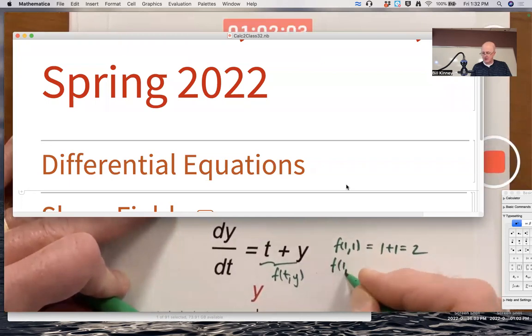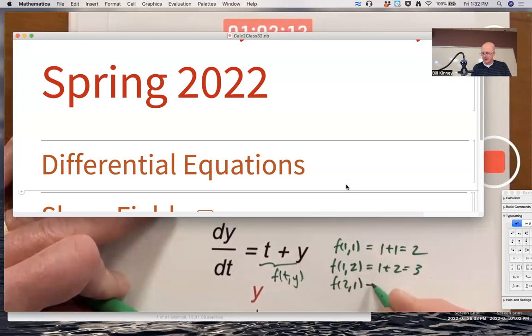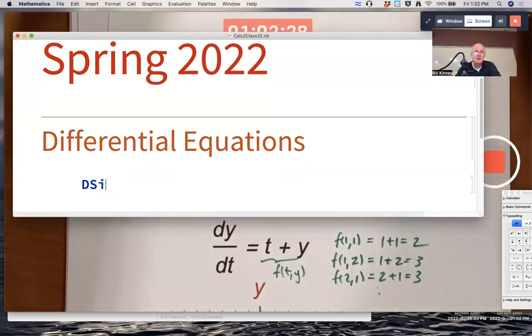At the point 1, 2, that's on the same vertical line, you get something different. 1 plus 2 is 3. At the point 2, 1, that's on the same horizontal line as the original point, you get something different. 2 plus 1 is 3, etc. Can you solve the differential equation?